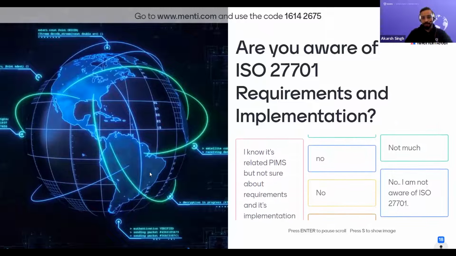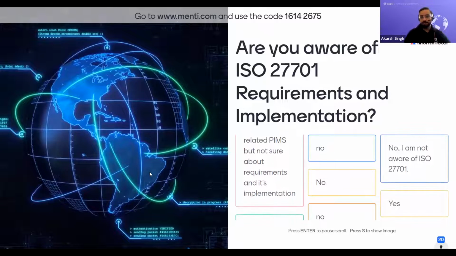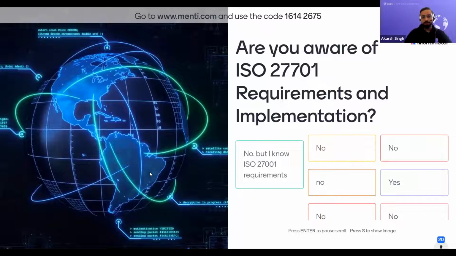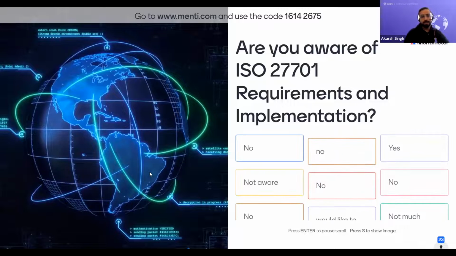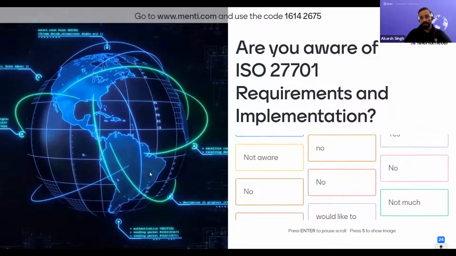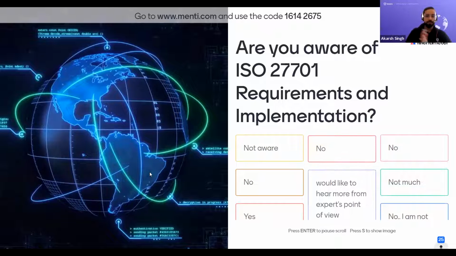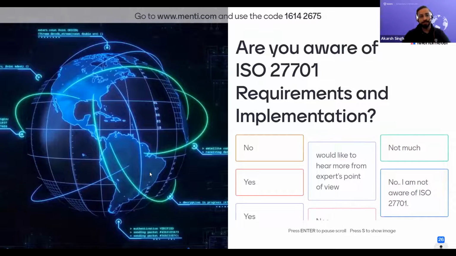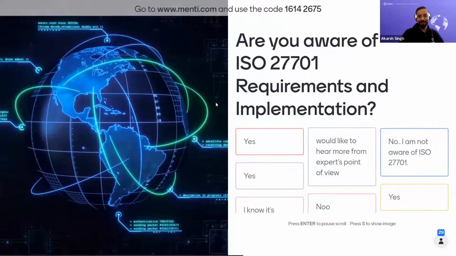Okay, so let's see. I know it's related to PIMS, but not sure about requirements and implementation. No, I'm not aware of ISO. Okay, there are too many no's now, and fewer yeses. So I hope we are touching the right points here. Not much. I would like more from the experts' point of view. Okay, so Ankit, I think people have started asking for your comments again on this.